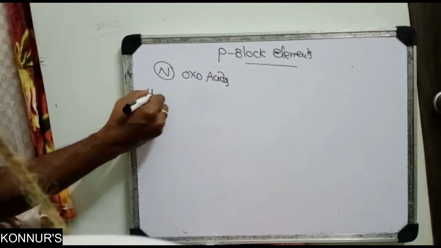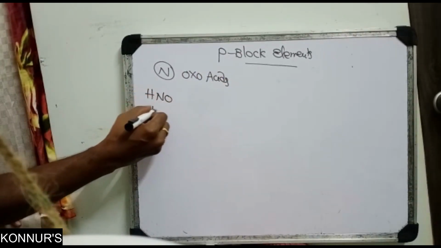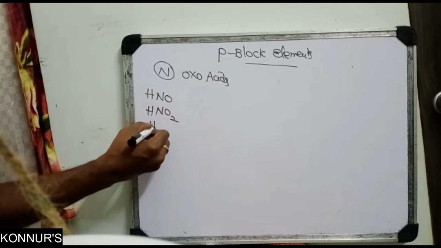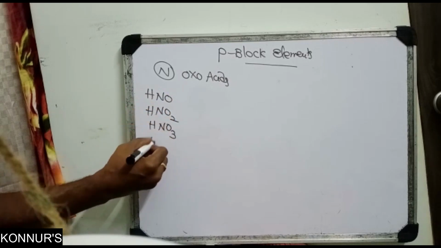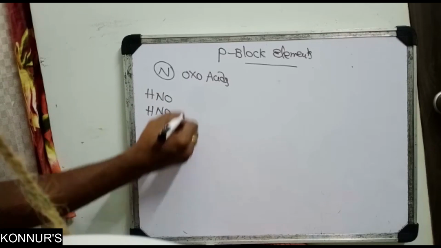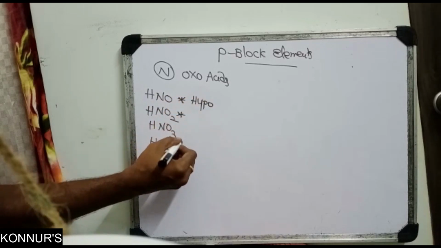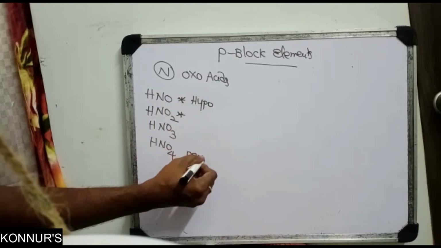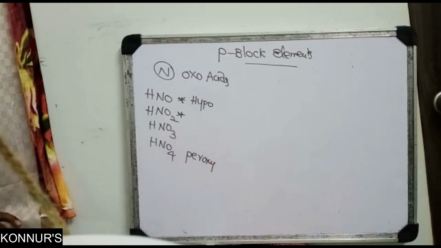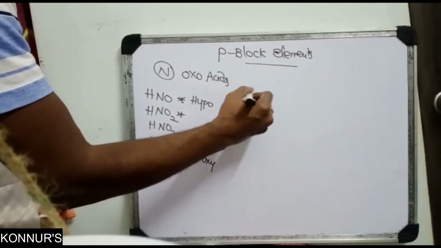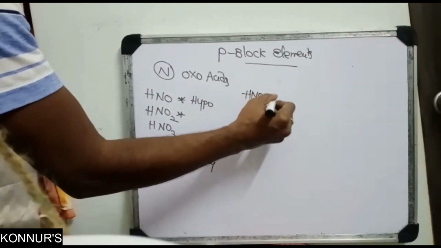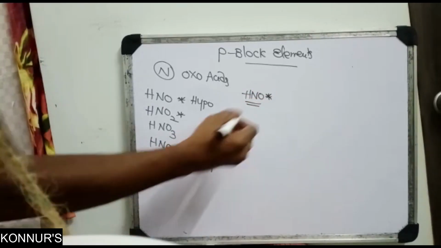We have already seen HNO, HNO2, HNO3, HNO4. The first two are hyponitrous and nitrous, then nitric, and peroxynitric acid. Note that the acids ending in 'ous' form more than one structure. So HNO is hyponitrous acid.